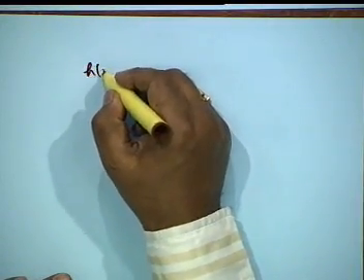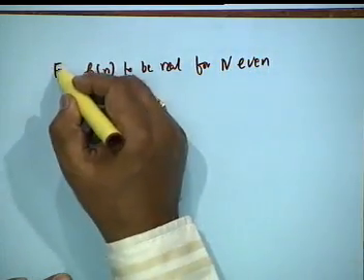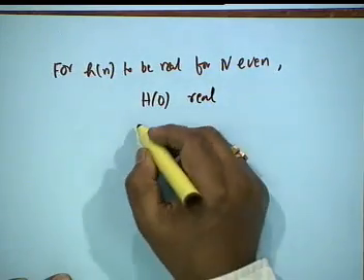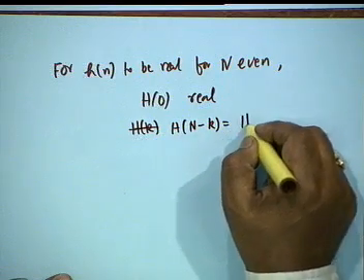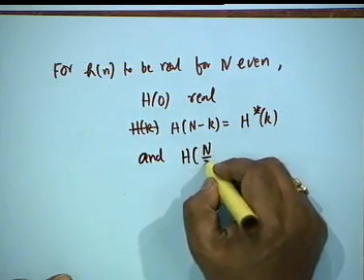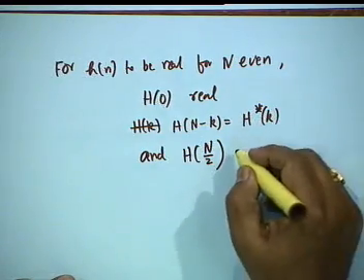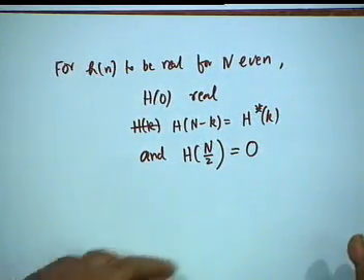And therefore, for h of n to be real, for N even, the conditions are H of 0 real, arbitrary value, H of N minus k equal to H star of k, and this is important, capital H of N by 2, which otherwise, if it was not linear phase, you could allow to be real, but now it must be identically equal to 0. Agreed? This is an important point not always dealt with in the literature.